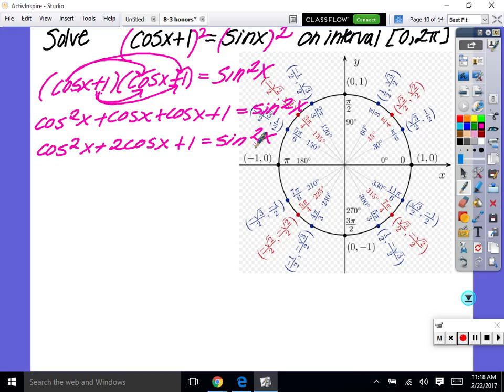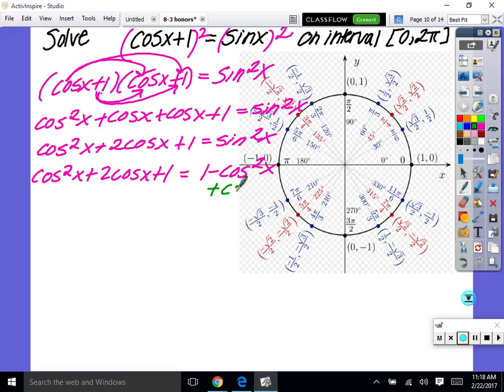So, should we change things in terms of sine or cosine? Cosine, because we have cosine and cosine squared, so we're going to have to solve in terms of cosine. So let's change this in terms of cosine. What does sine squared equal? Yep, so we have cosine squared x plus 2 cosine of x plus 1 equals 1 minus cosine squared x. And now look, our equation is all in terms of cosine. So now we can solve.